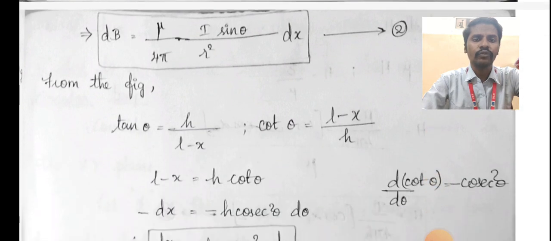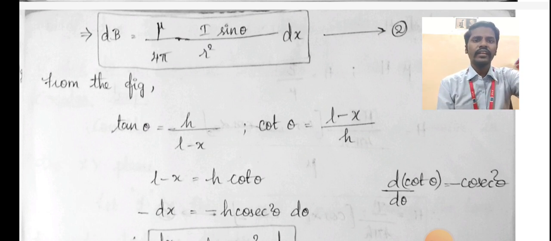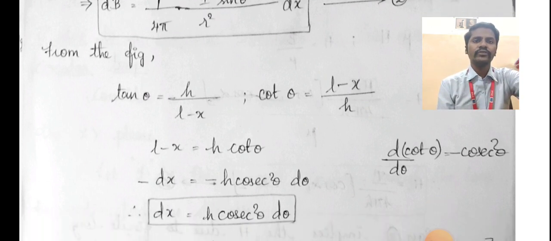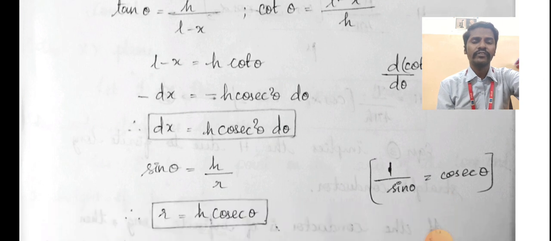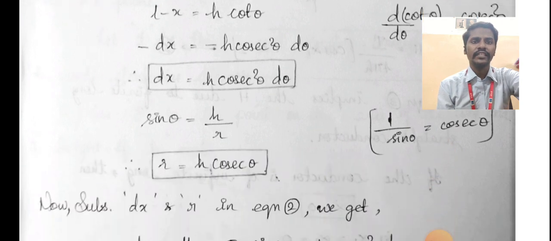From the figure we can calculate tan theta. Tan theta is equal to h divided by L minus x, and cot theta is equal to L minus x by h. Therefore L minus x is equal to h into cot theta. Now if you differentiate the above equation, you get minus dx is equal to h, which is the same, times the derivative of cot theta, which is minus cosecant square theta. We can cancel the negative sign on both sides, and therefore we get dx is equal to h cosecant square theta d theta.